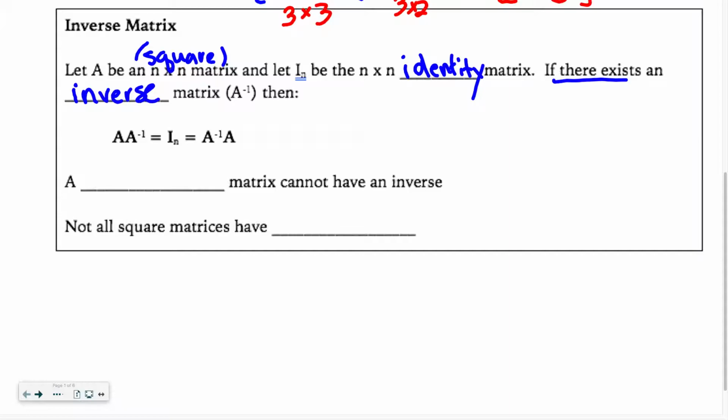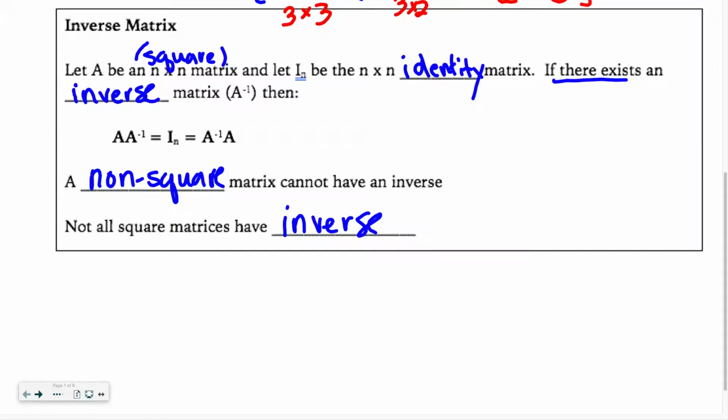A non-square matrix cannot have an inverse. So if it's not square, I'm not going to ask you about an inverse. And strange, not all square matrices have an inverse. So only square matrices have inverses, but at the same time, not all square matrices have an inverse. Sometimes you'll have an inverse, sometimes you won't for a square matrix.